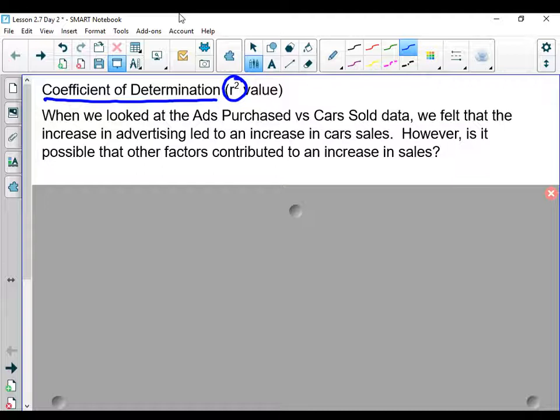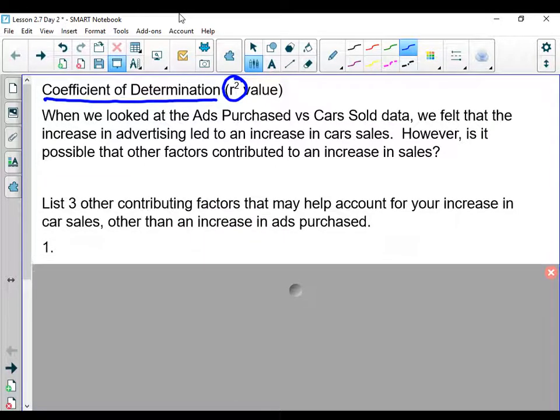However, maybe I'm that person that's selling those ads and I go to my boss and say, hey, I need a raise. Look at this data. Every time that I've sold more ads, that's led to increased car sales. But my boss wasn't buying it. My boss said, well, there's other factors, other things that might have contributed to this increase in sales, other than just the ads that you kept selling.